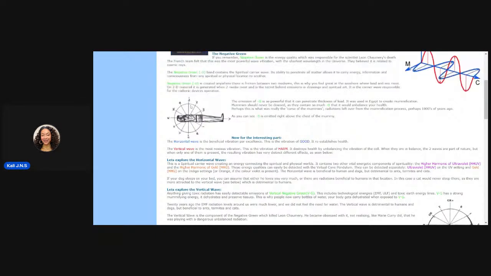And so let's go here. So as you can see, when you measure the negative green of a pharaoh itself, it will emit from the center of the chest, the negative green. Okay, and it is very powerful. It can penetrate lead. Like I was saying, it was used to start the mummification process.